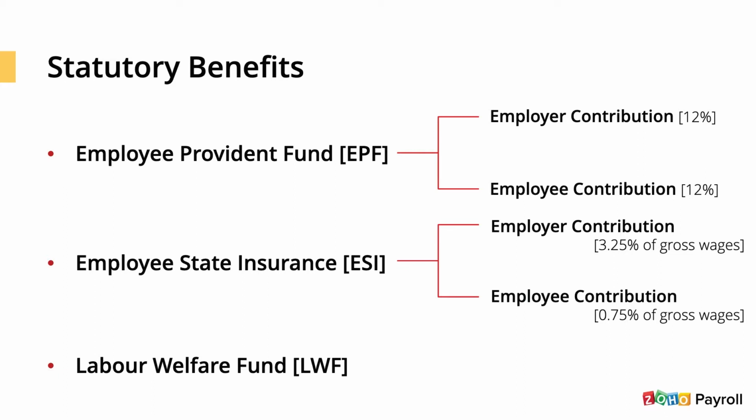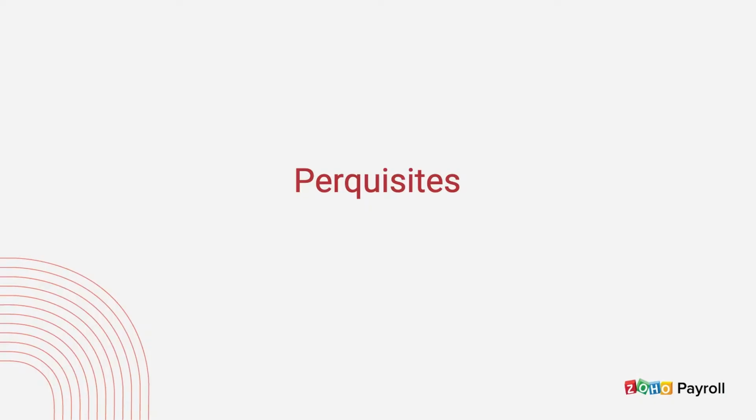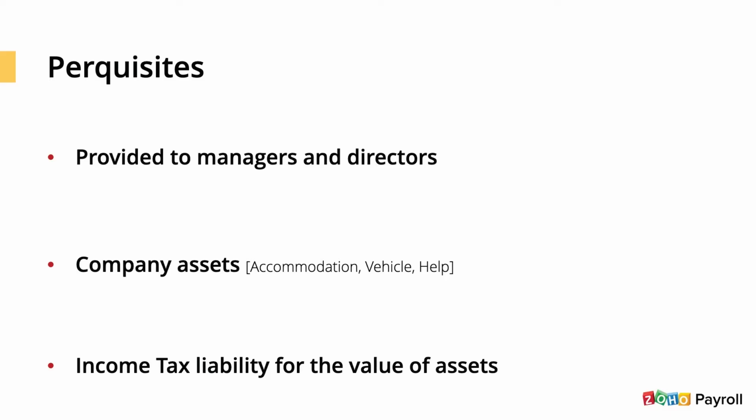All the salary components and statutory components that we have seen until now are the monetary benefits provided to an employee as a part of salary. But as an organization, you can provide your managers or directors with non-monetary benefits like company accommodation, company vehicle, company provided helper, etc. Although these are not part of the salary structure, the employee is liable to pay income tax for the value of the asset being provided to them. This concept is known by the term perquisites.